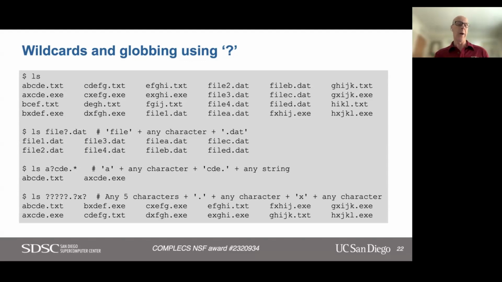We could mix the question marks with the asterisks. So here we're going to do something a little more complicated in the third example. Here we're going to list all files that start with the letter A, followed by any single character, followed by cde dot, followed by any string. And here we get abcde.txt, axcde.txt. And then finally, in the last example, we want to list any files that are any 5 characters, followed by dot, followed by any character, an X, and any character. And here we can see the output.